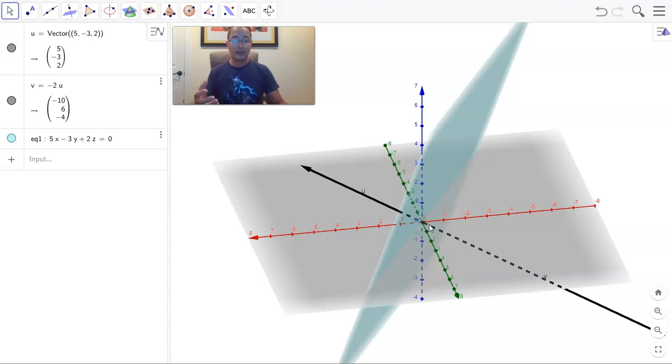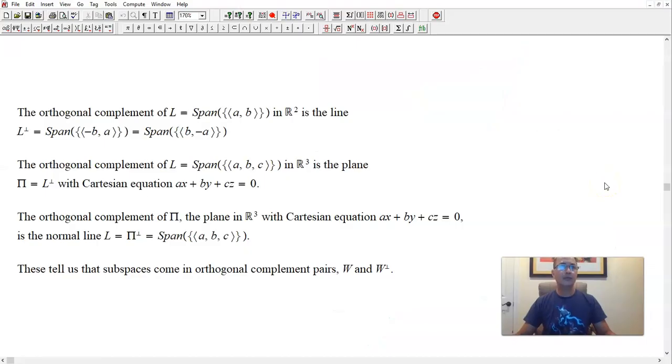The normal line is the orthogonal complement of the plane, and the plane is the orthogonal complement of the normal line. So they are orthogonal complements of each other. So let's summarize what we just saw in GeoGebra and state it in general terms. If you have a line which is a span of (a, b), a non-zero vector in R2, then its orthogonal complement L perp must be the span of (negative b, a).